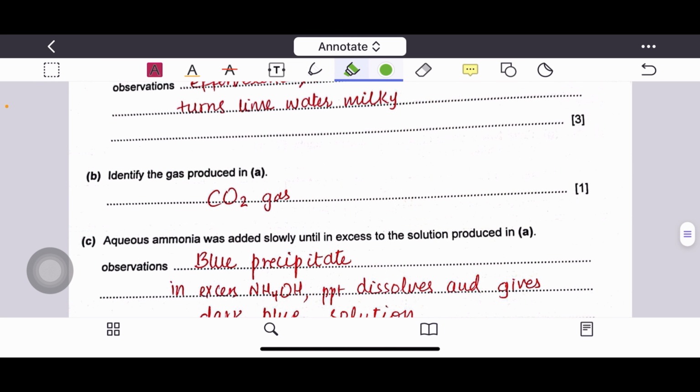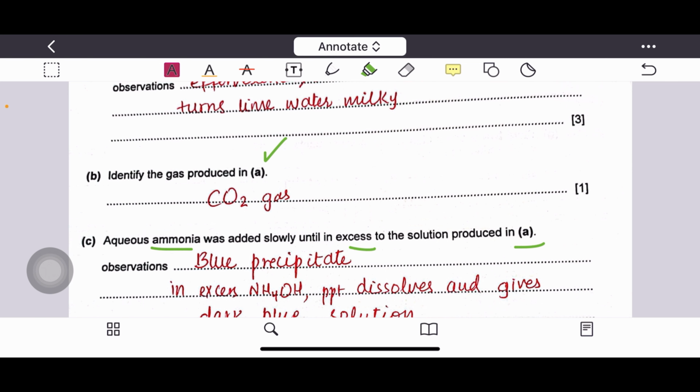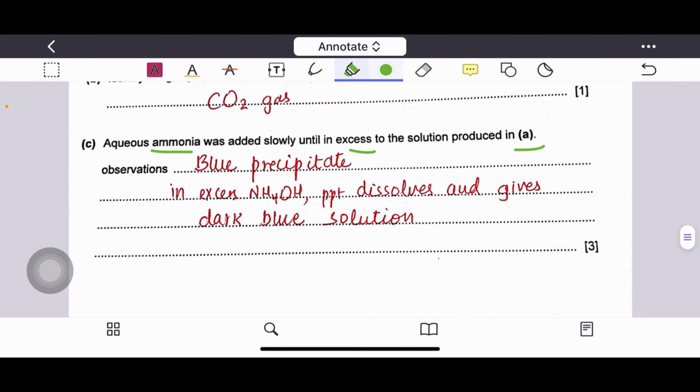Question number B. Identify the gas produced in A. It was carbon dioxide gas. Number C. Aqueous ammonia was added slowly until in excess to the solution produced in A. And observation. Here you have to give the results of ammonia solution with copper ion. We know it gives a blue precipitate, and in excess ammonia solution, the precipitate dissolves and gives a dark blue solution.